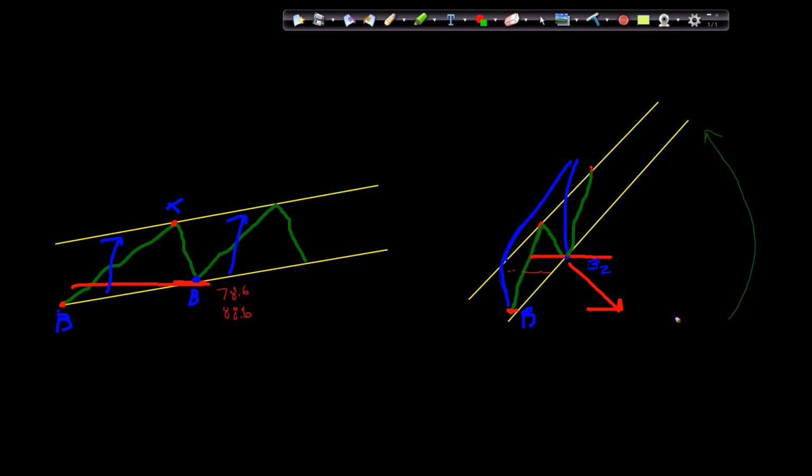And if I have a third opportunity on the pullback, then same thing once again. It's going to be a shallow pullback. And all the while, I could be moving my stop loss up 50%.